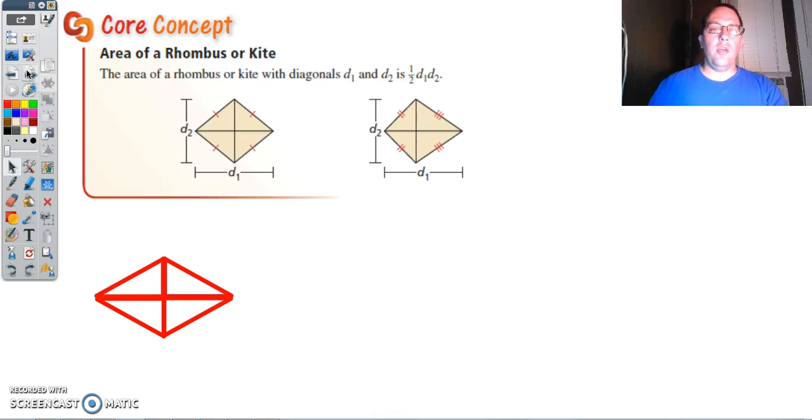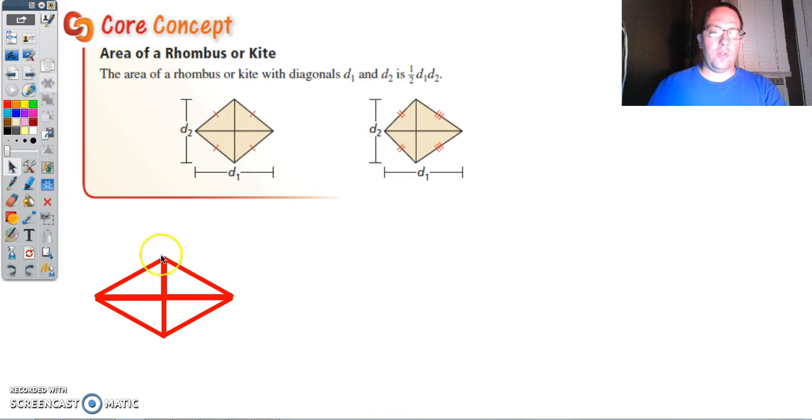The area of a rhombus or of a kite, either one, is 1/2 the first diagonal times the second diagonal. So 1/2 the product of the diagonals is the area of either a rhombus or a kite.